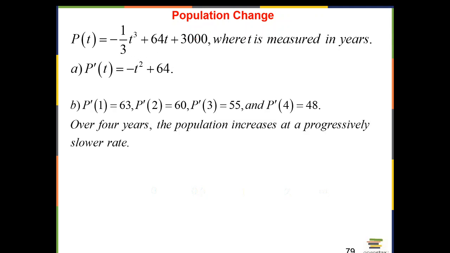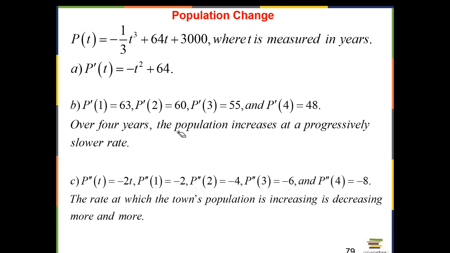Now, here are the values of P prime 1, P prime 2, P prime 3, and so forth. So over the 4 years, you see the first year, the population was changing about 63,000, right, per year, increasing. The second year was 60,000, increasing per year. The third year, 55, and a year after that, 48, right? So that's what that is.